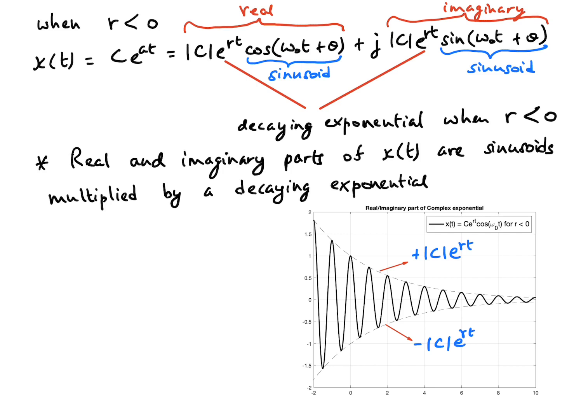So we have seen what happens to the complex exponential when we set the value of the parameter r to different cases, like r equal to 0, r greater than 0, or r less than 0.